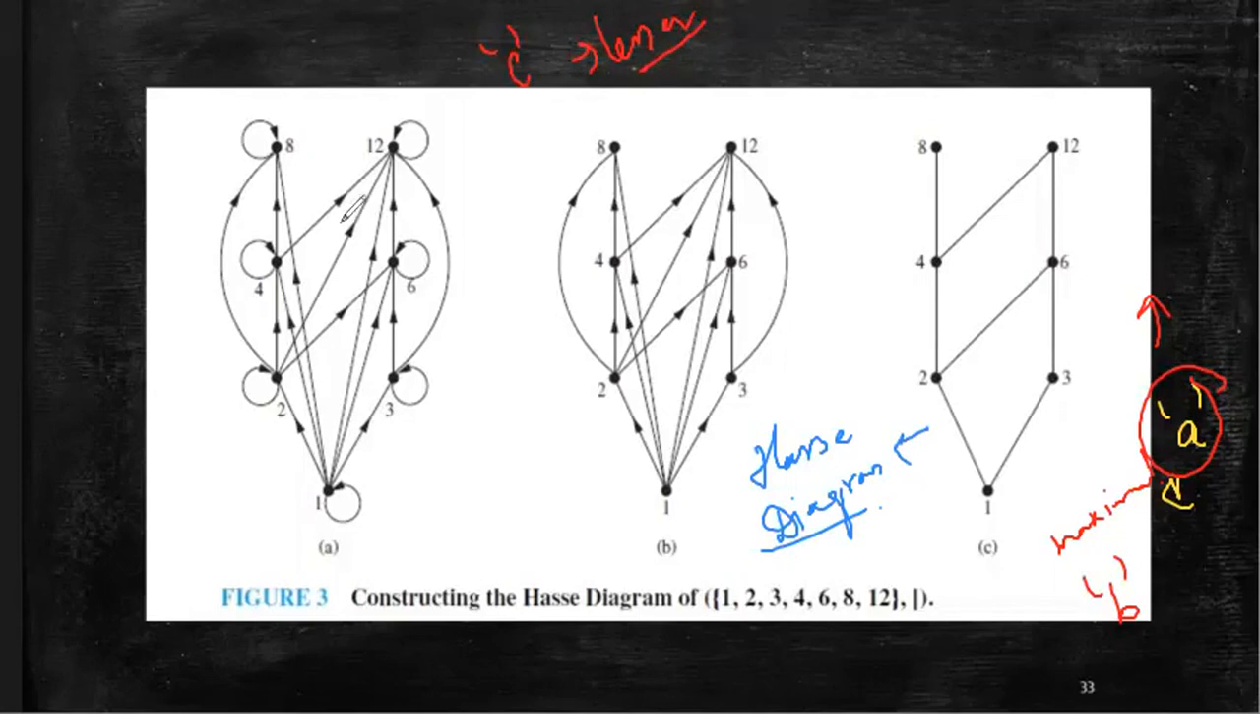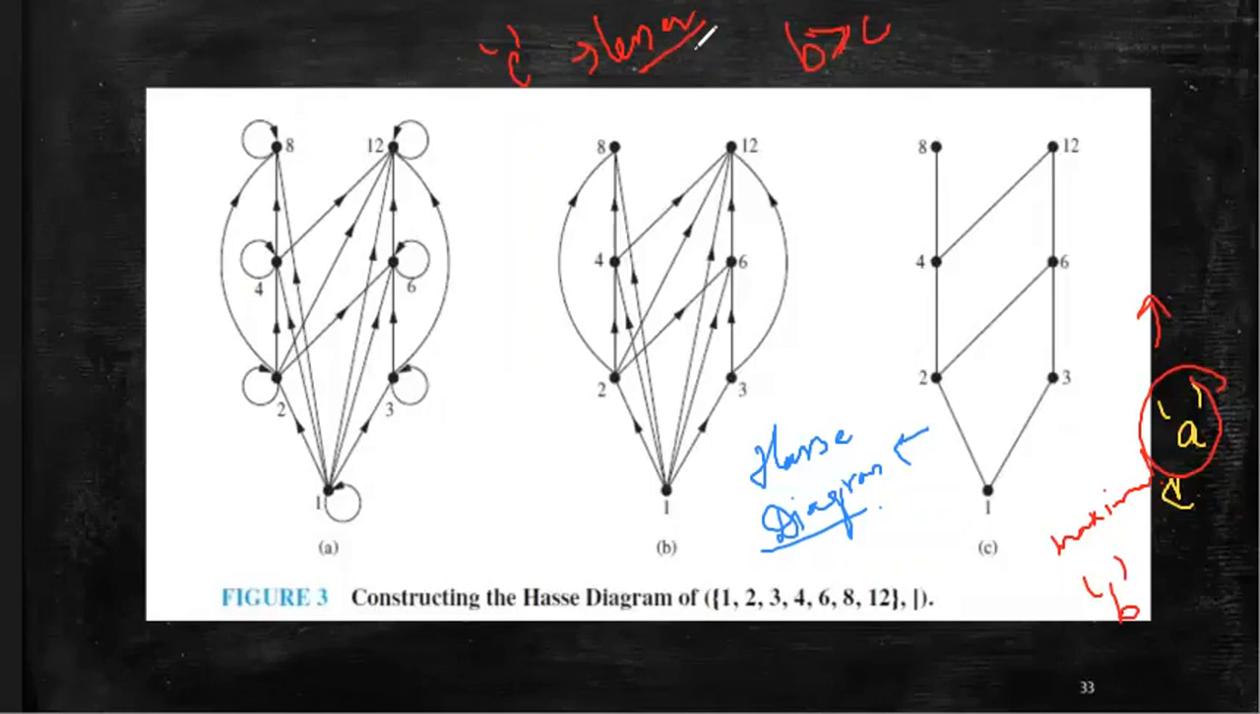Similarly, if we are taking with respect to A and B, then the element B should always be greater than C. That is, all the other elements in the poset should be greater than C.